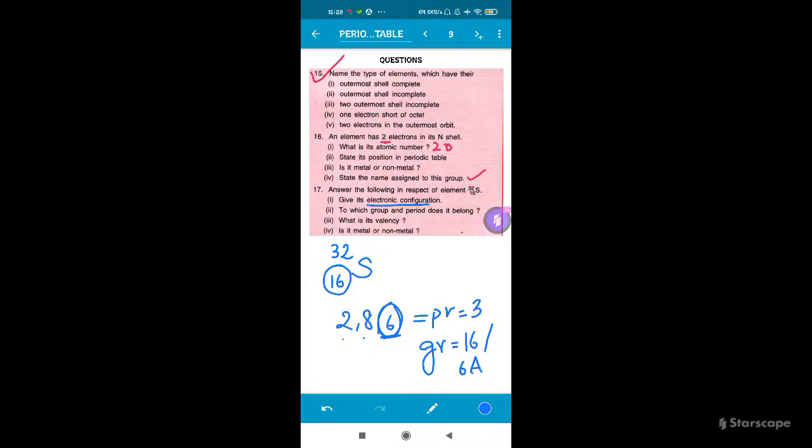What is its valency? It has 6 electrons in its valence shell. To become octet, that means to have 8 electrons, how many electrons it has to take? It has to take 2 electrons. But since it is a non-metal, that means its valency will be -2. For non-metals, the valency is always negative. You have studied about this in class 9. Is it a metal or a non-metal? Obviously, it is a non-metal because it has a tendency to gain electron. So it is a non-metal.